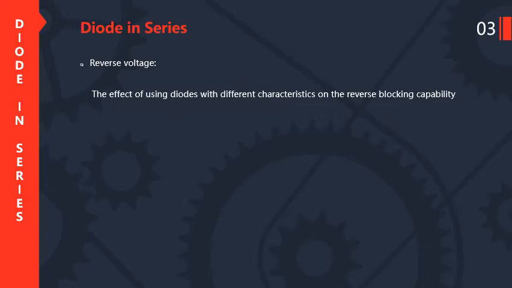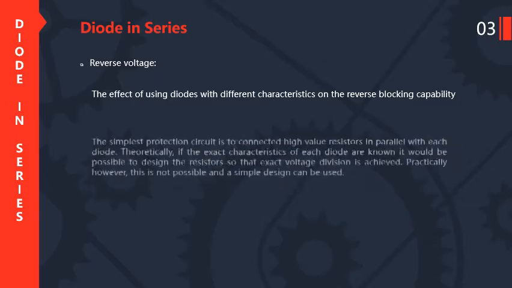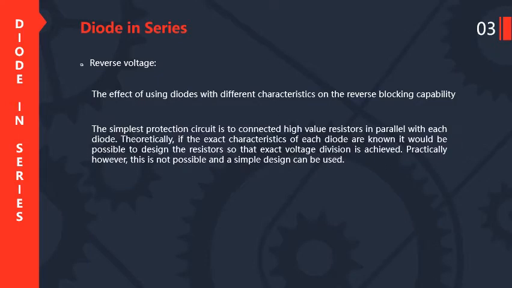Reverse voltage, the effect of using diodes with different characteristics on the reverse blocking capability. The simplest protection circuit is to connect a high value resistor in parallel with each diode. Theoretically, if the exact characteristics of each diode are known, it would be possible to design the resistors so that exact voltage division is achieved. Practically, however, this is not possible, and a simple design can be used.